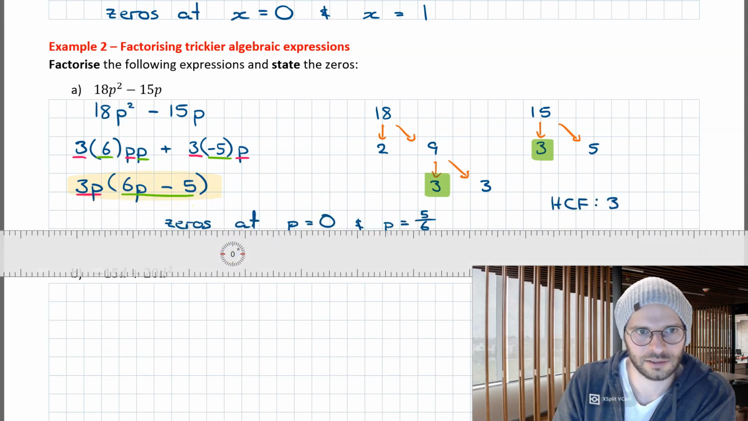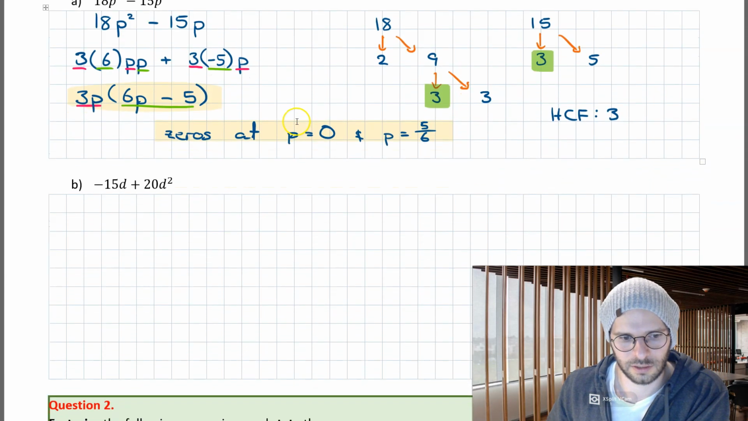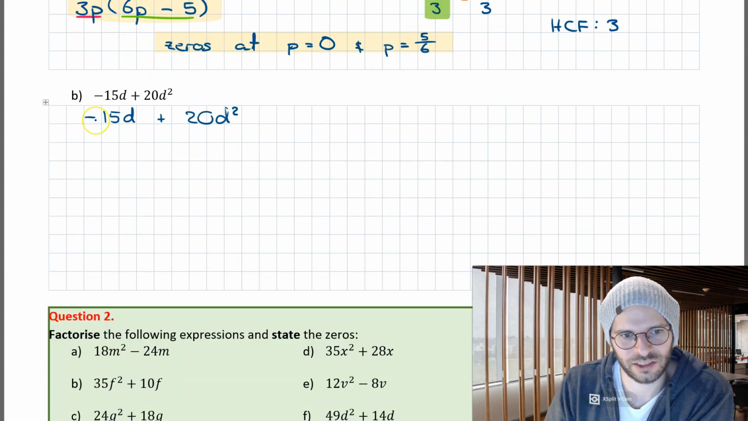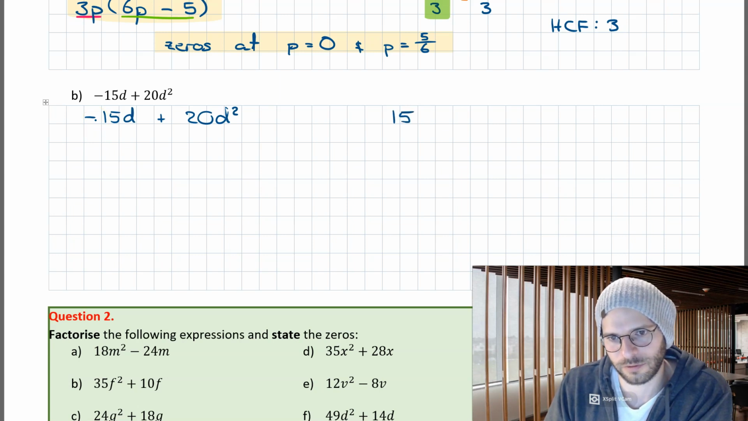So these are our zeros. Okay, next one, minus 15d plus 20d squared. We're going to factorize this again by firstly finding the highest common factor.